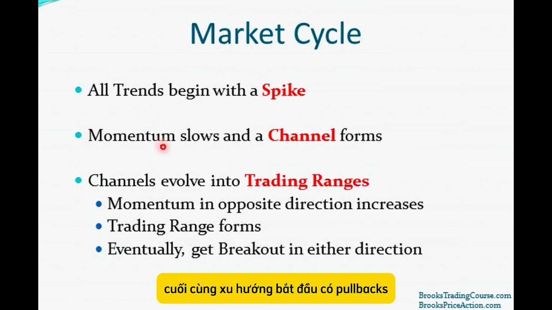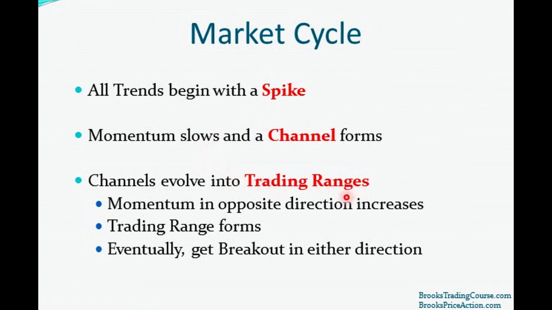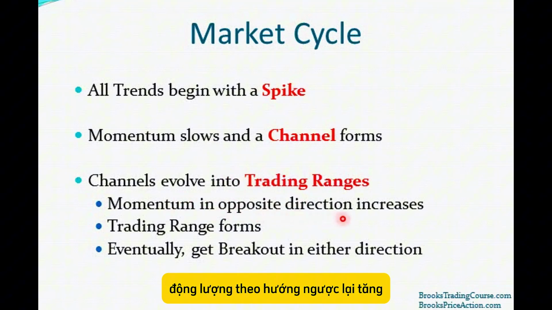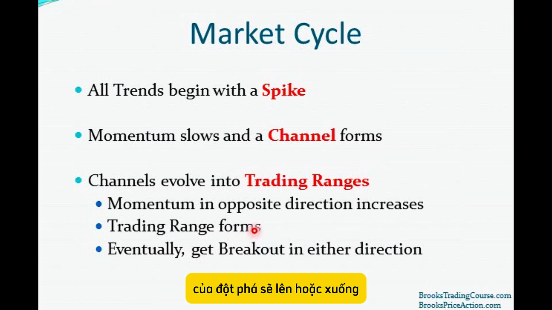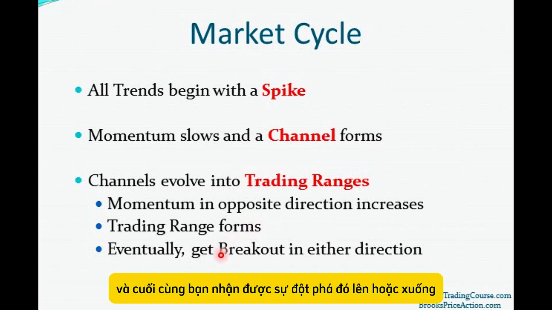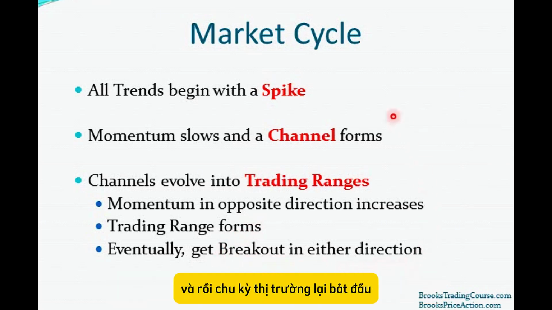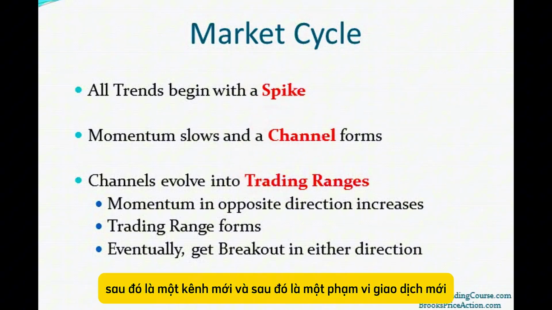Eventually the trend starts to have pullbacks and it enters a channel. As time goes on, the channel gets flatter and broader and it evolves into a trading range. The momentum in the opposite direction increases, and you can start taking trades in both directions. And if the trading range goes on long enough, traders are uncertain whether the direction of the breakout will be up or down. Eventually you get that breakout up or down, and then the market cycle begins all over again with a new spike, then a new channel, and then a new trading range.